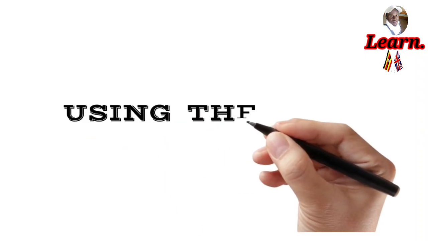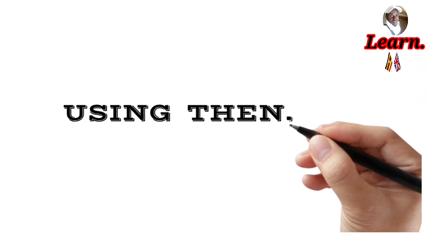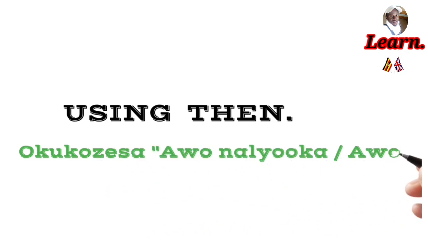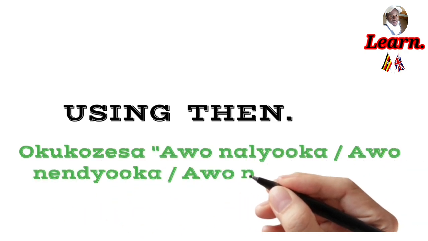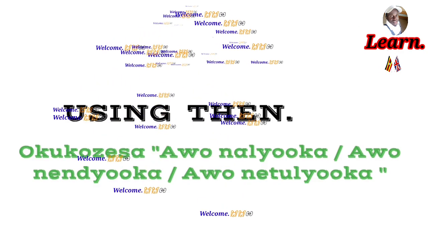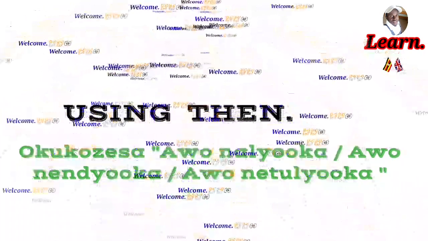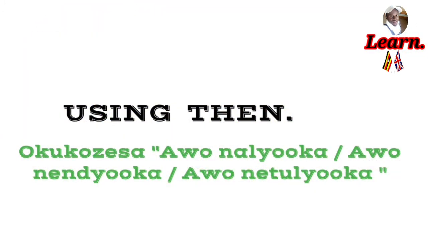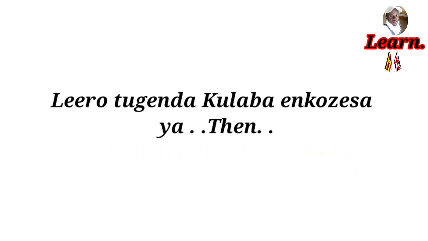Using then. Okukozesa awo nalyooka, awo nendyooka, awo netulyooka. Hello and welcome. And today we are going to see how to use then. Leero tugenda kulaba enkozesa ya then.